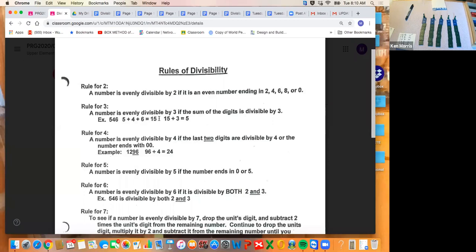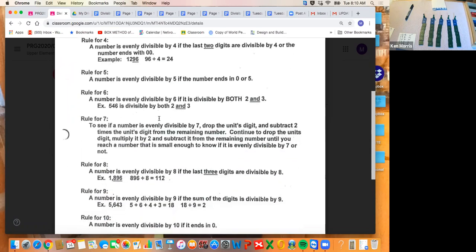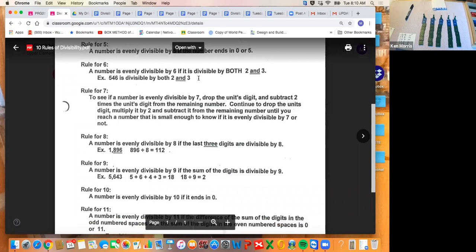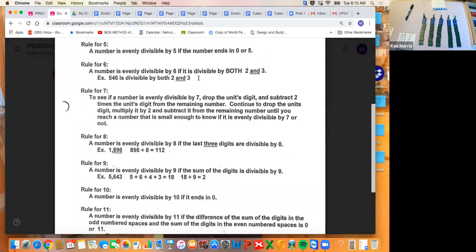Okay, the next one we would do is 6. And 6 is also kind of tricky, right? They can do this with the stamp game, you know, you'd have to try it. I usually do it with them. The rule is that it is divisible by 6 if it is both divisible by 2 and 3. So you actually have to do 2 tests here.